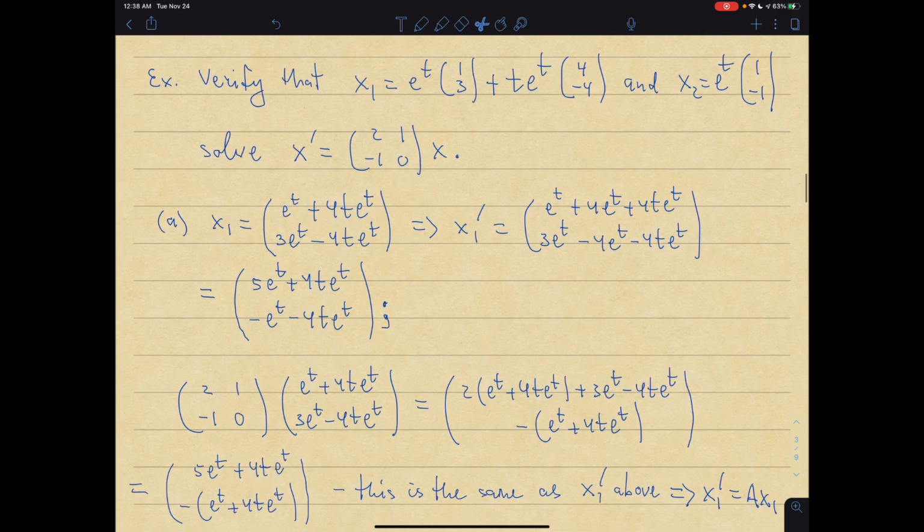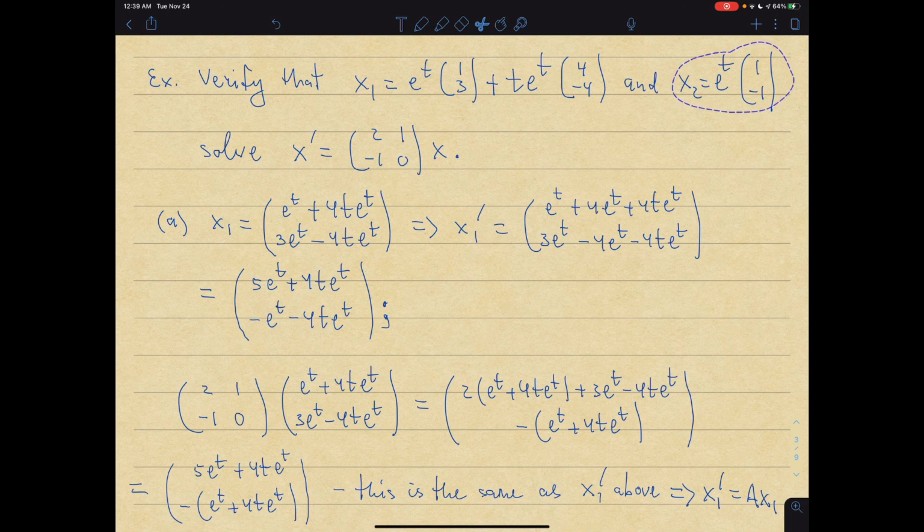Okay, so now let's do a couple of examples here. So let's say I have this matrix equation, x prime equals a matrix 2, 1, minus 1, 0 times x. And I want to verify that both this function and this vector function are solutions of this equation. So how do I do that? I'll do this in the usual way. I need to substitute and make sure that the equation is satisfied.